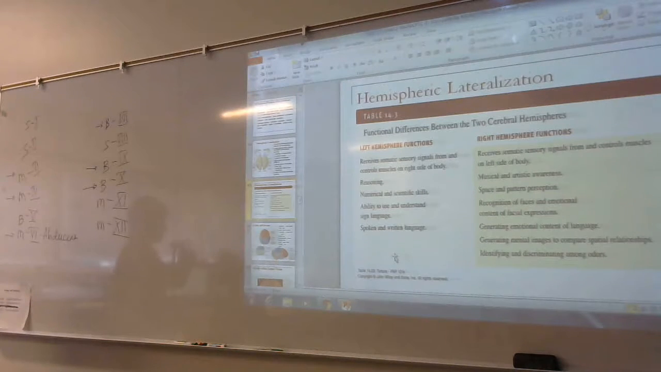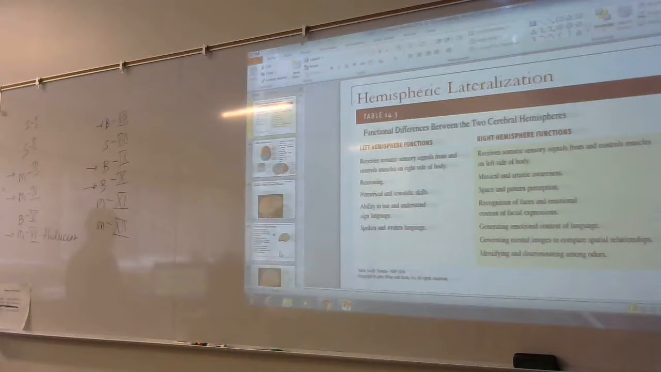Right is for facial recognition, artistic. I'm not musical. You come to my house, I don't have any artistic talent. Okay. The left is for reasoning, science, etc. Don't forget this too. Now we're ready to look at the brain.